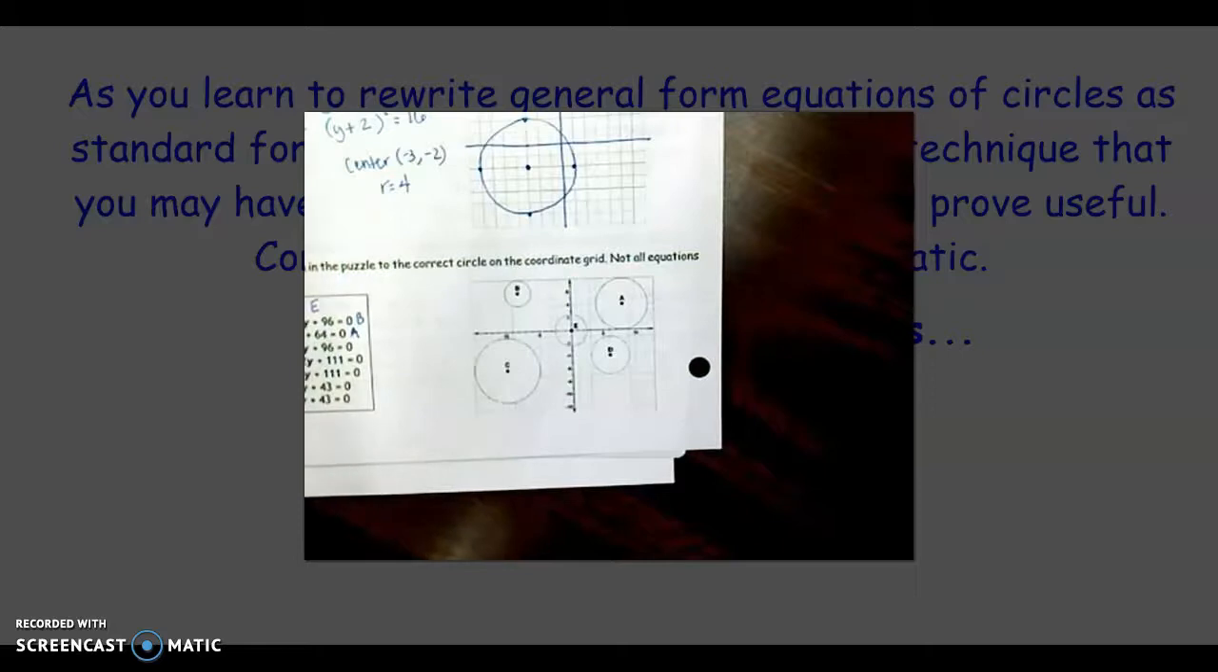All right, go ahead and practice matching up. We've already found the correct equations for circles A, B, and E. See if you can finish that up, and we'll look at that on the next video.